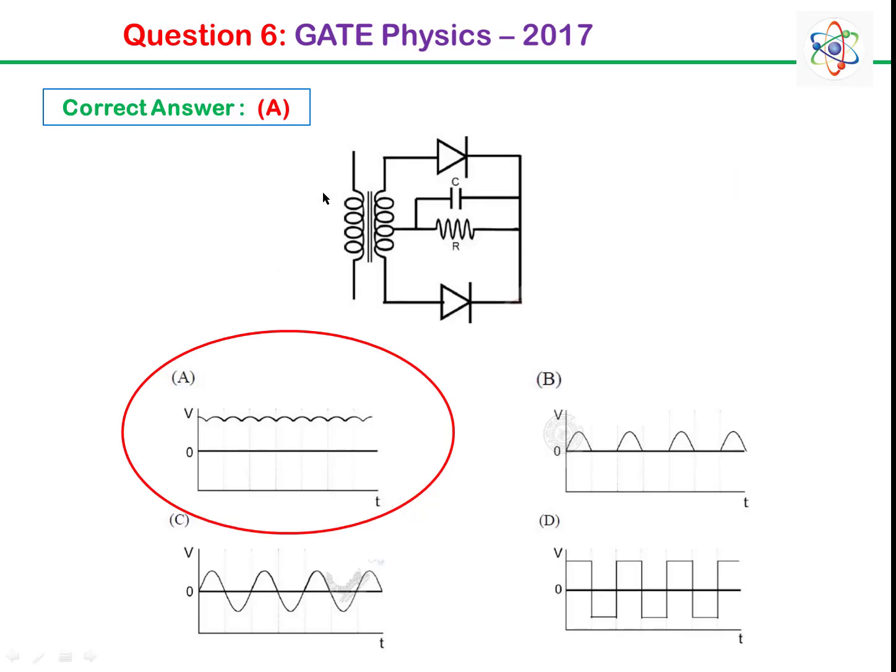So if we look into the options, then we can easily see that this is an AC output, so this is not possible. This is a square wave, so this is also not possible. And this is an output of a half wave rectifier, so this is also not the possible solution. So the only option that will be left out is this option A. So this will be the given output for this circuit. Hence the correct answer to this question is option A.